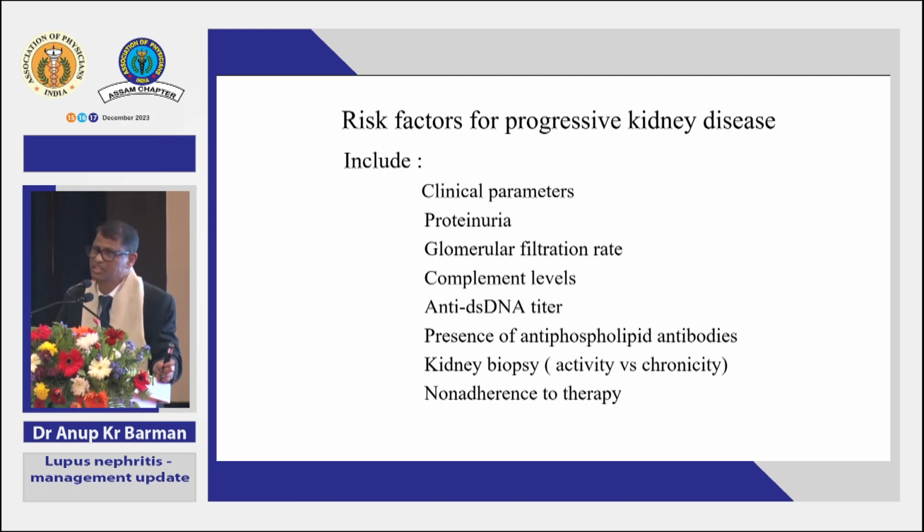We can predict that this group may have severe clinical parameters, with a high degree of proteinuria, a reduction of the glomerular filtration rate at the onset of the diagnosis, a low complement level, a very high titer of anti-dsDNA, and antiphospholipid antibody positivity. And of course, when the chronicity index is very high, we can predict these patients may progress to end stage or chronic kidney disease very soon.